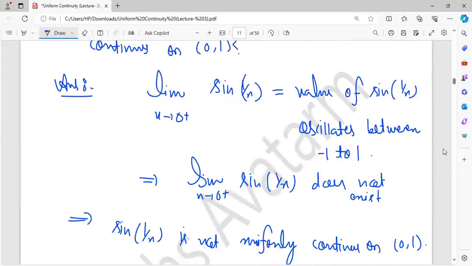Once we complete this topic of uniform continuity, we will do several exercises. Then it will be more clear.